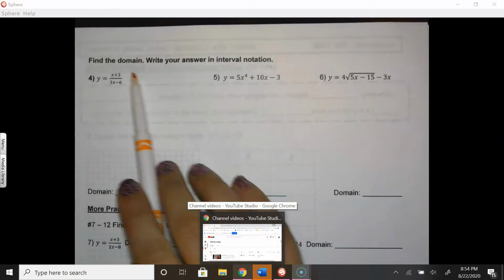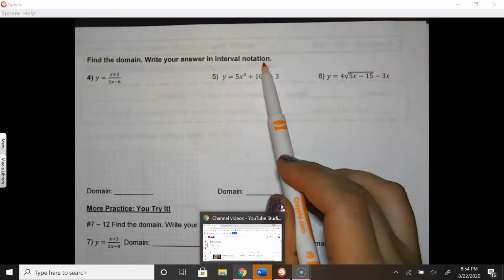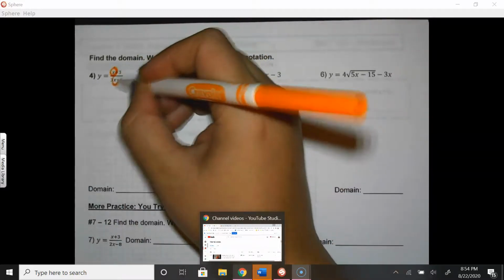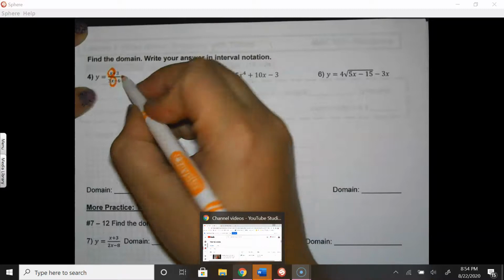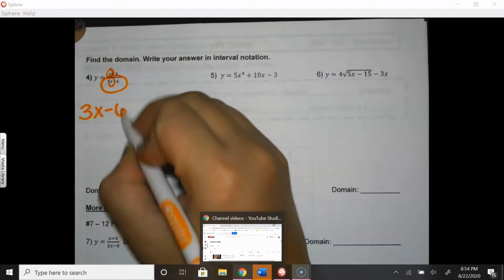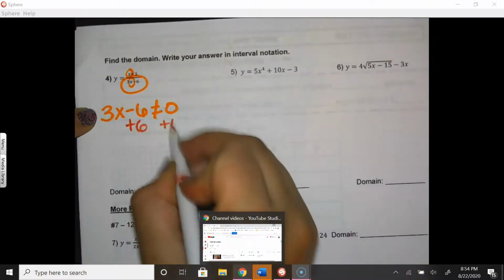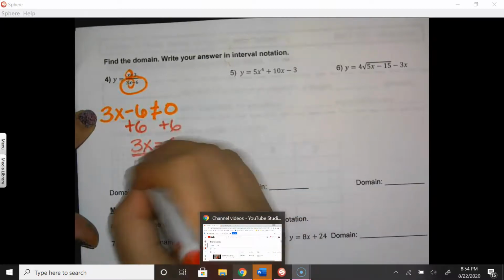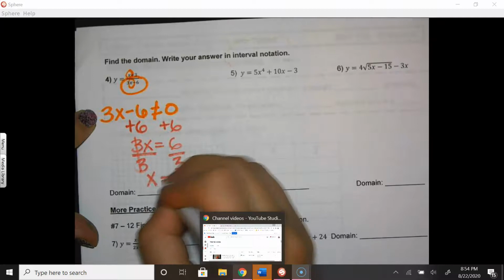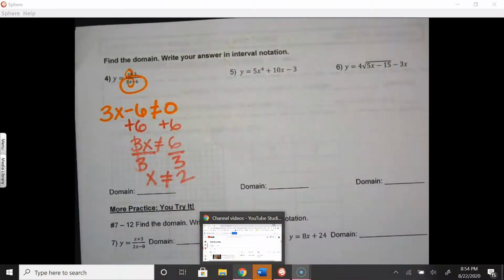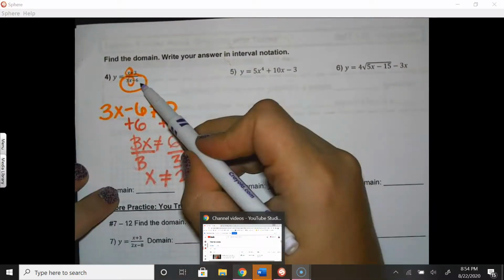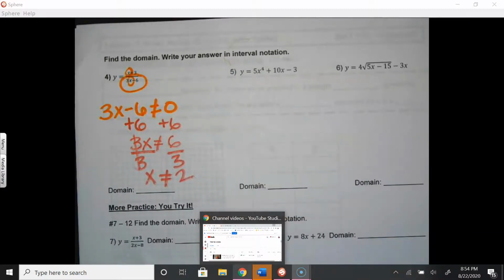It says, find the domain, write your answer in interval notation. When we look at this problem, we're trying to think of what numbers can go in the x spots. Okay, so we know that x can be any number on the top. But the denominator of a fraction can never be 0. So now we would solve this. And when we solve it, we find the bad number, the number that x can't be. Because if x is 2, it's going to make 0 at the bottom. So in my own words, x can be any number, not 2.